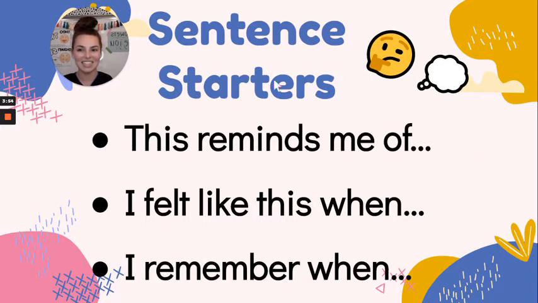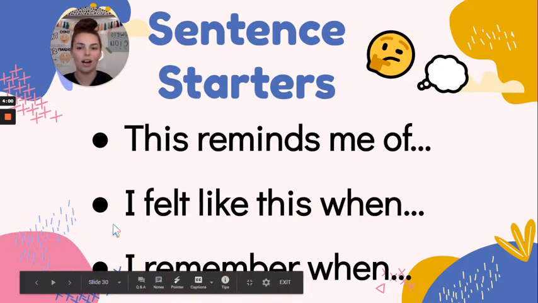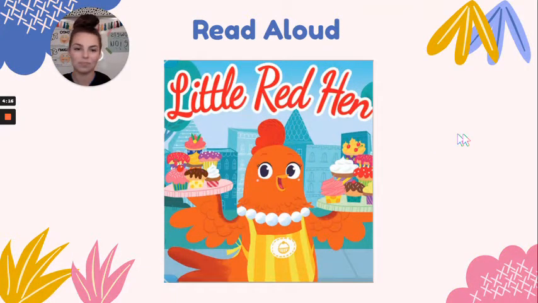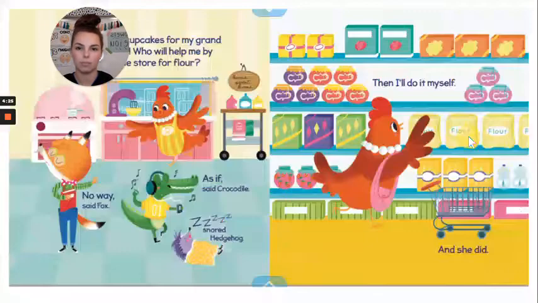So some sentence starters when we're thinking about connections, we can say, this reminds me of, or I felt like this when, or I remember when you saw something, remember when you did something. So for our read aloud, we're reading Little Red Hen. And then your assignment will be to find a text to self, text to text, and text to world connection.